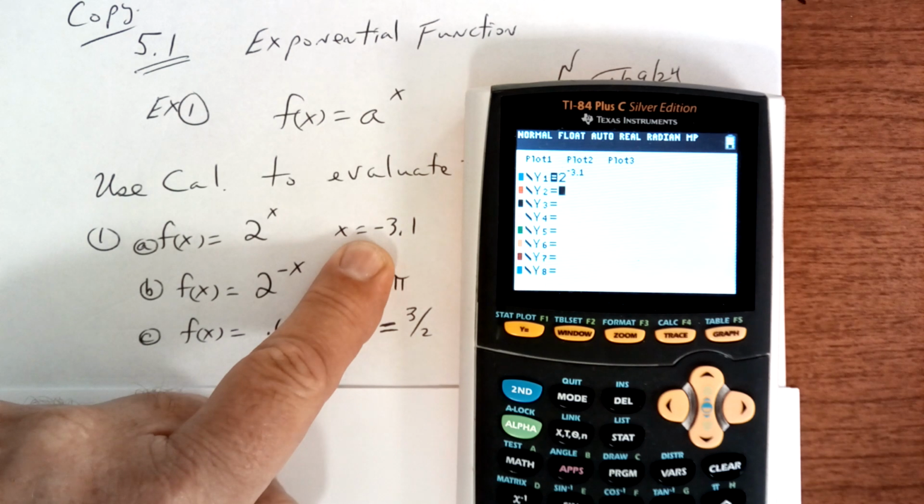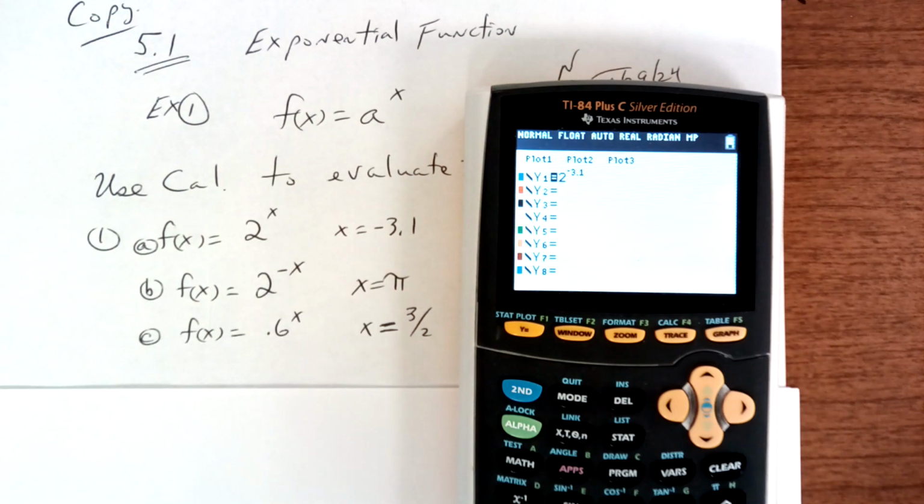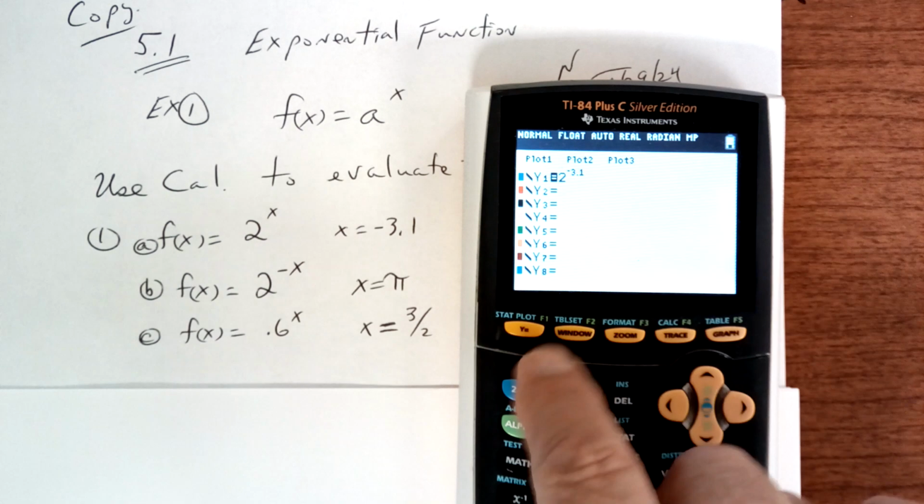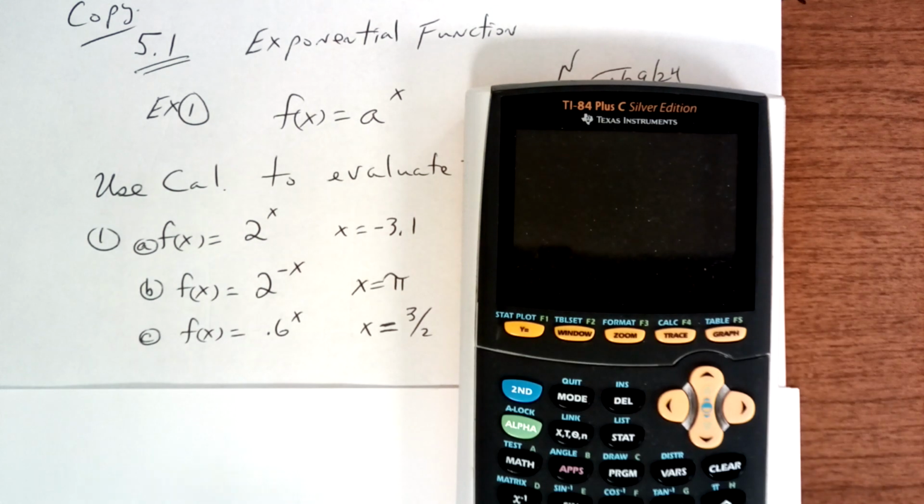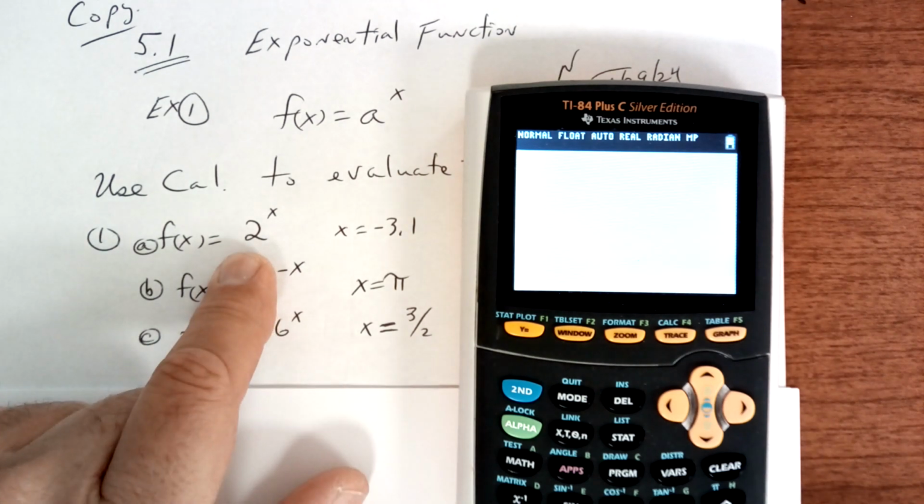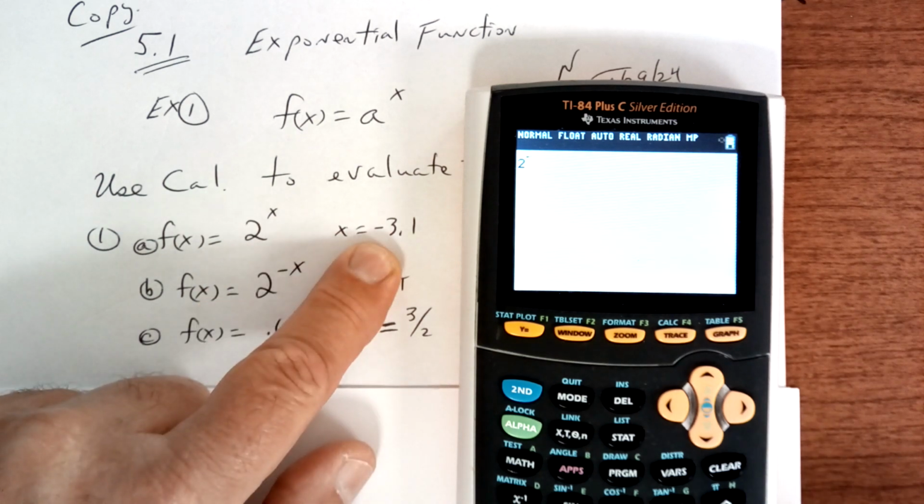Actually I'm doing graphing on that, so we got to get out of that. Let's see how we can go back to the calculator. Okay, let me try that again. So press 2, hit the caret key, and then press negative 3.1, and then press enter. And there it is. And you're going to do that for each one of these.